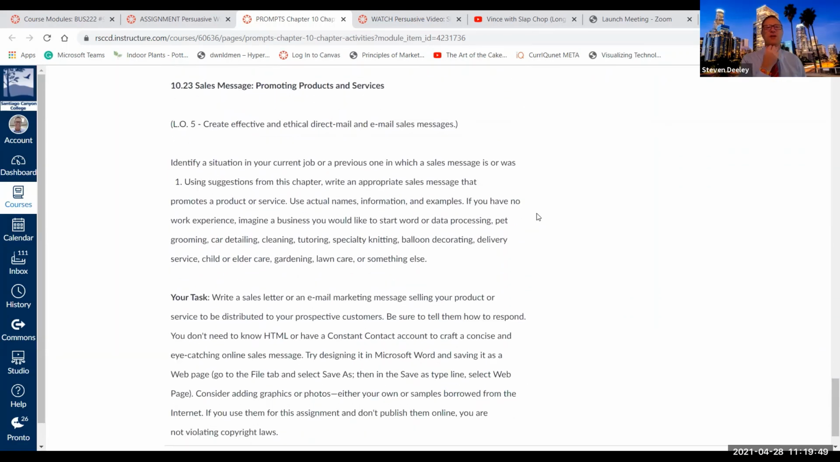Finally, 10.23, promoting products or services. This could be anything. Choose something of your own or just another random business. Using suggestions from this chapter, write an appropriate sales message that promotes a product or service. Use actual names, information, and examples. If you have no work experience, imagine a business you would like to start. Word or data processing, pet grooming, detailing, cleaning, whatever, your own business, whatever it might be. Okay. So write a sales letter or email selling your product or service to be distributed to prospective customers.